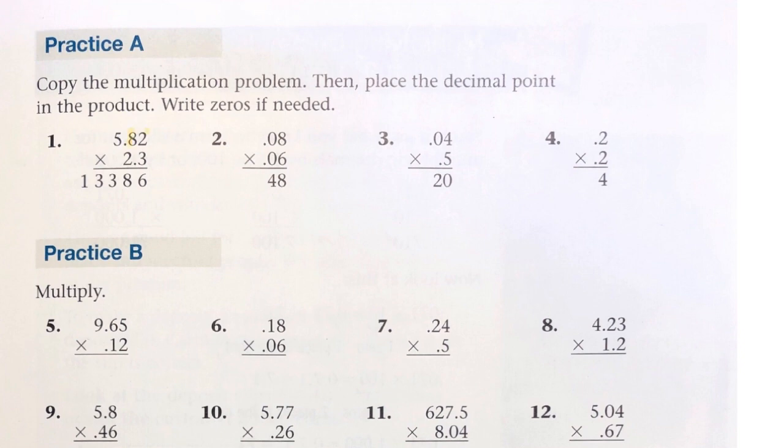We have 1, 2, 3, 2 plus 1. So then we need to move over 1, 2, 3. So our decimal point will go right there. All right, let's try for number 2. The top factor has 2 decimal places. The bottom factor has 2 decimal places. So 2 plus 2 would be 4. So we need to move over 4 decimal places.